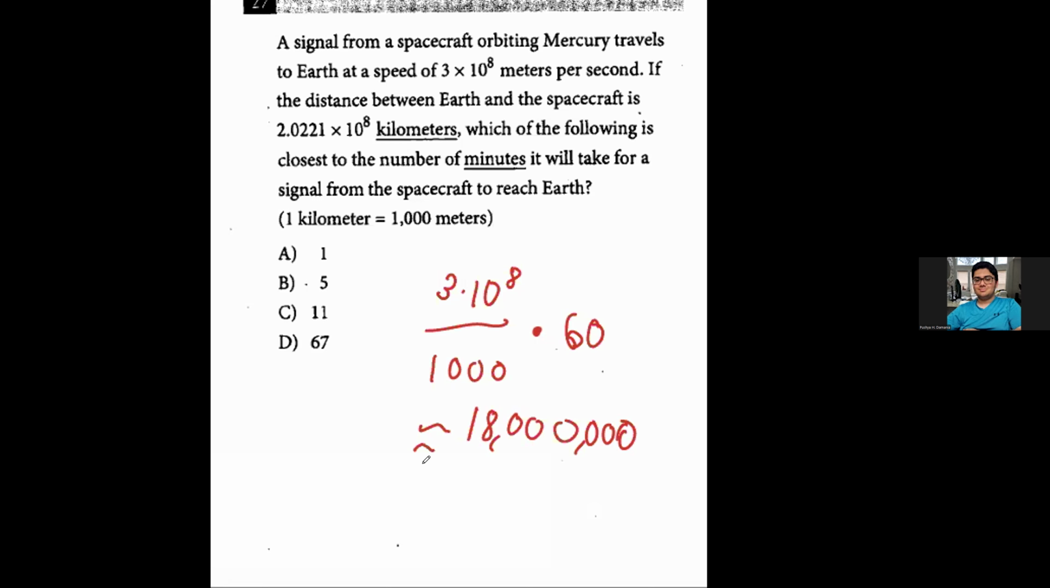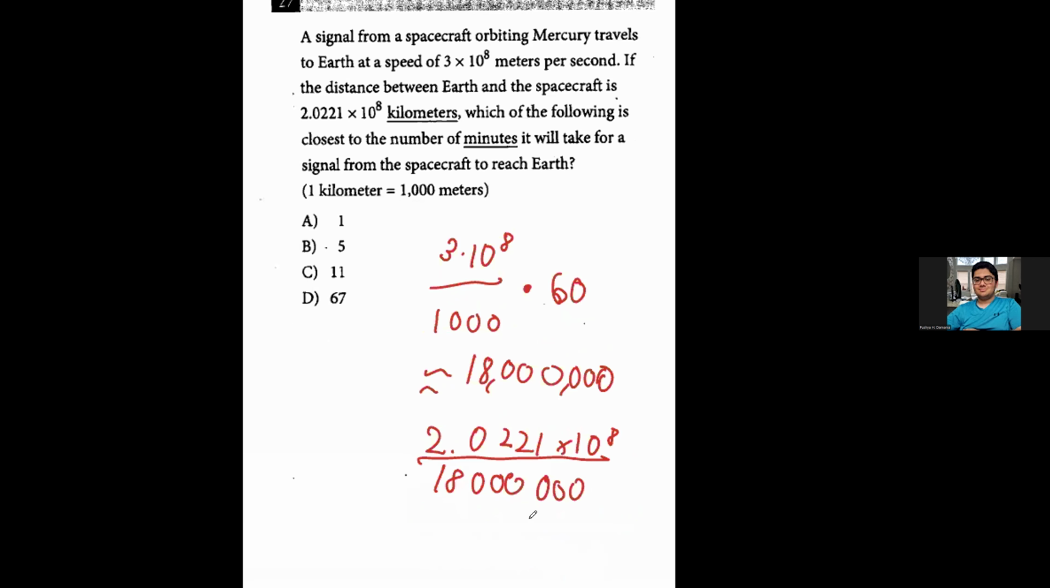And then to find how long it takes, you just have to use this other number. So this would just be 2.0221 times 10 to the 8th divided by the answer we got here. So this would just be 18 million. And once you plug that into your calculator, you get approximately 11.2388. So that would just be approximately 11 minutes, because it asks which is closest to the number, so that's 11.